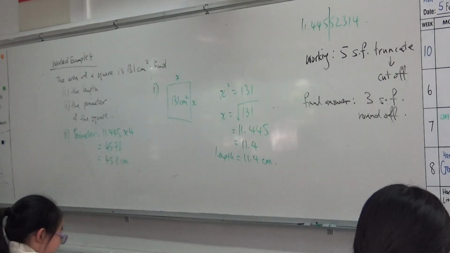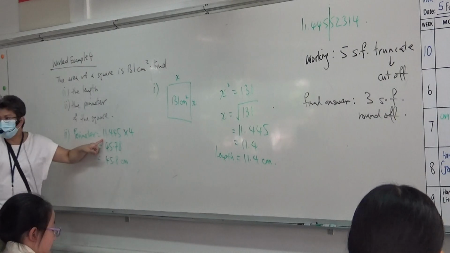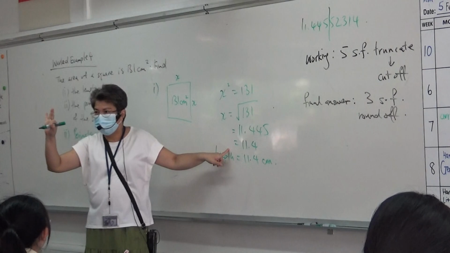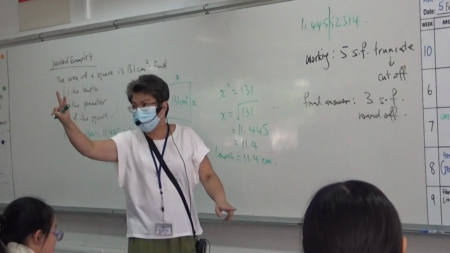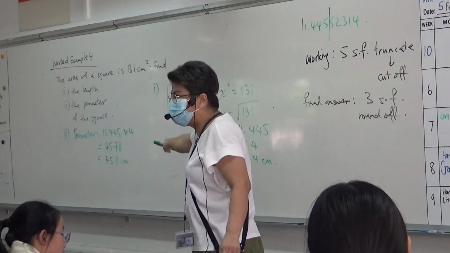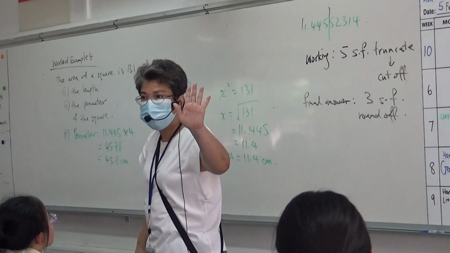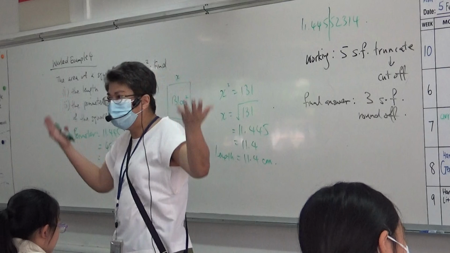Okay. Now, what am I trying to say? If you use it as only 3 figures, you cannot. You must use more. And how many more? Always 2 figures more, because the final answer is 3 significant figures. So the initial working must be 5. Understand? So that then you can round off. If not, you cannot. It's already rounded off.